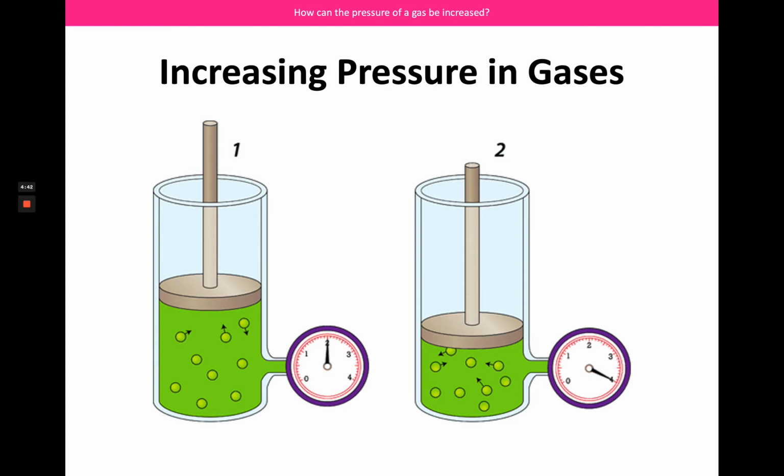Thinking about our controls, whereas in the previous example we had a different number of particles, we have got the same number of particles on both sides. But what is different is the volume. We have now got that same number of particles in a smaller volume on the right-hand side. So if we decrease the volume, we can increase the pressure. Everything else is kept the same, but we decrease the volume, we increase the pressure.